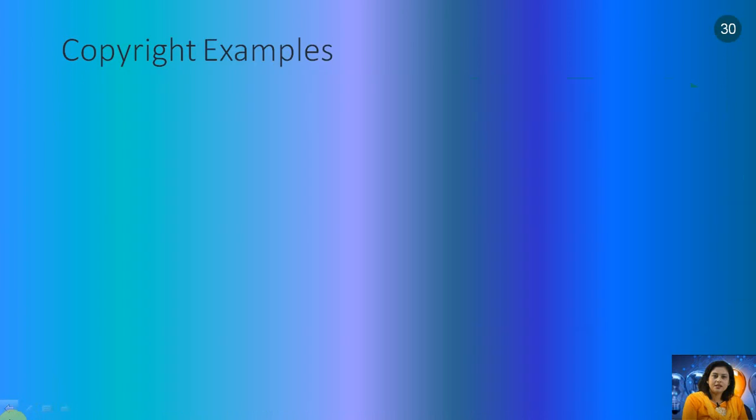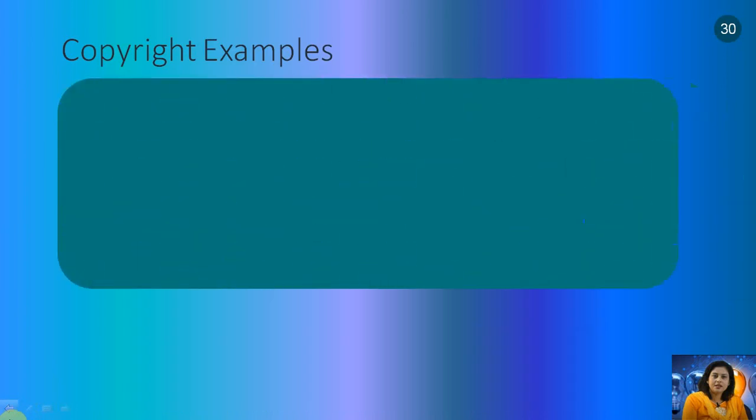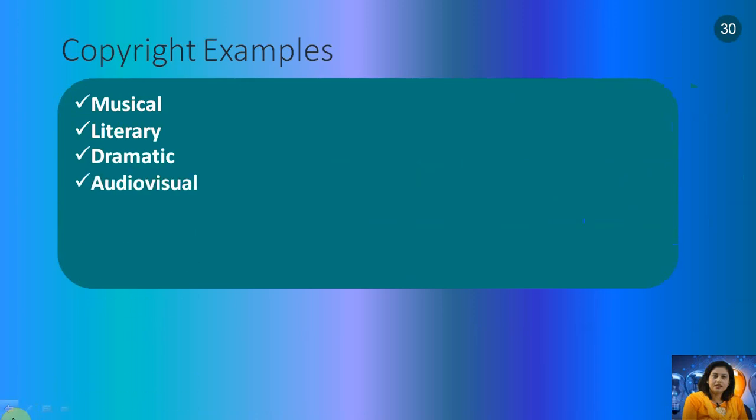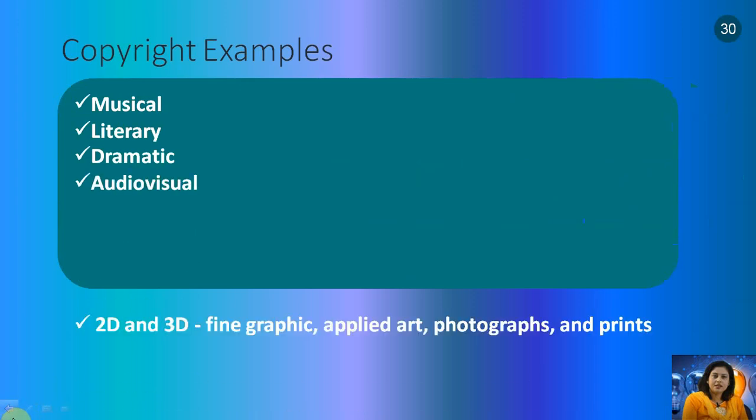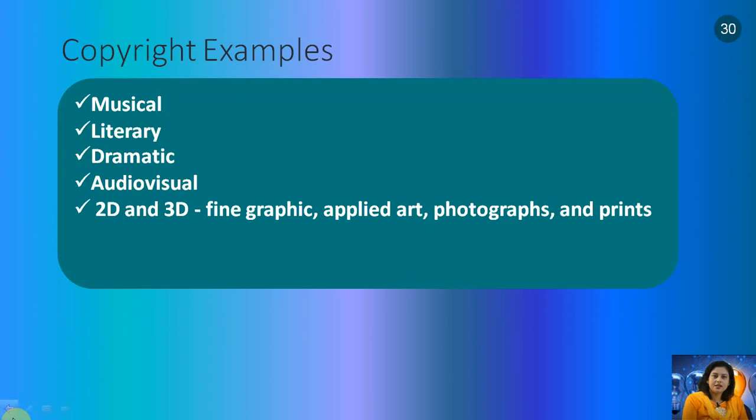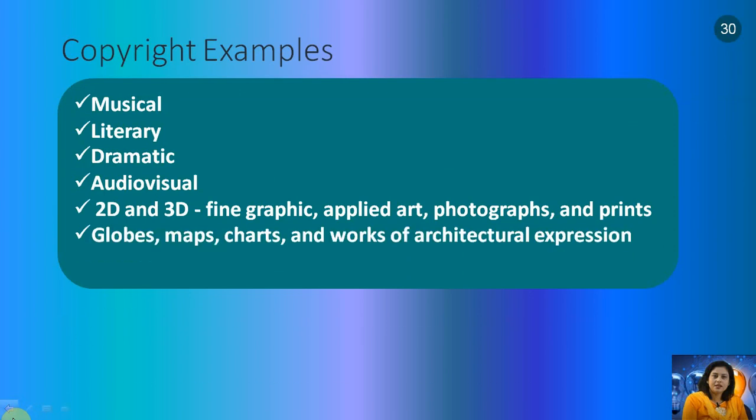These are some of the copyright examples: musical works and accompanying words, literary works, dramatic works, audiovisual works, two-dimensional and three-dimensional works of fine, graphic and applied art, photographs and prints, globes, maps, charts, and works of architectural expression, including drawings, technical plans and models, and entire buildings, a useful form of protection for our most coveted architectural masterpieces.